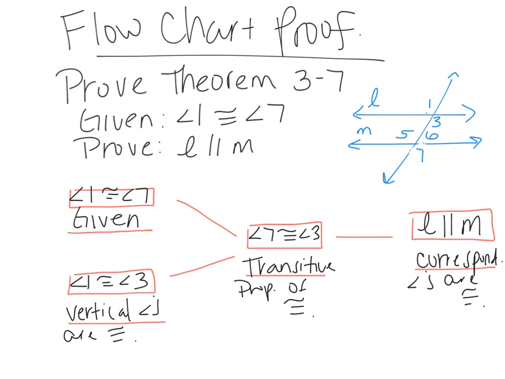You could have instead, if you wanted to, for where I put angle 3 is congruent to angle 1, said that angle 5 is congruent to angle 7, and then the middle statement would have changed to angle 5 is congruent to angle 1. Either way, you would have a logical flowchart proof that proves that if you know that angle 1 is congruent to angle 7, then L is parallel to M.